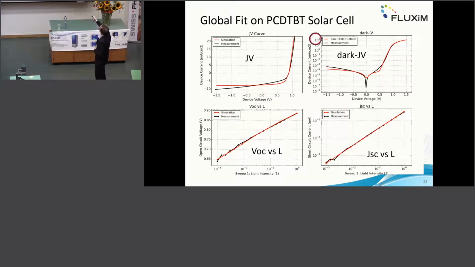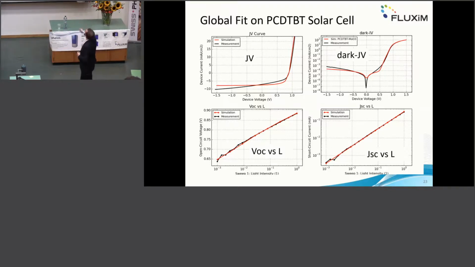You see the IV curve. Actually, this doesn't really match perfectly. The red curve is the simulation, whereas the black line is the measurement. There's a certain deviation in here, and we attribute this deviation to Onsager-Braun dissociation, so voltage-dependent charge carrier generation, which we did not take into account in our model here.